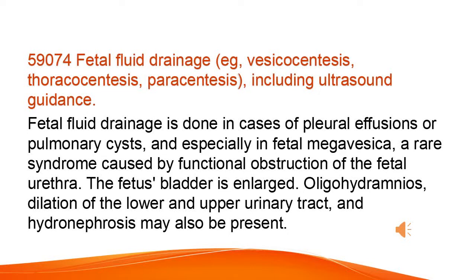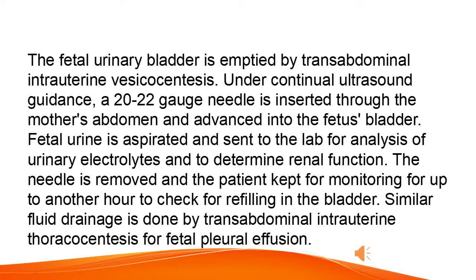Oligohydramnios, dilation of the lower and upper urinary tract, and hydronephrosis may also be present. Pulmonary hypoplasia can result from this and lead to hypoplastic abdominal musculature, urinary tract anomalies, and cryptorchidism. The fetal urinary bladder is emptied by transabdominal intrauterine vesicocentesis.